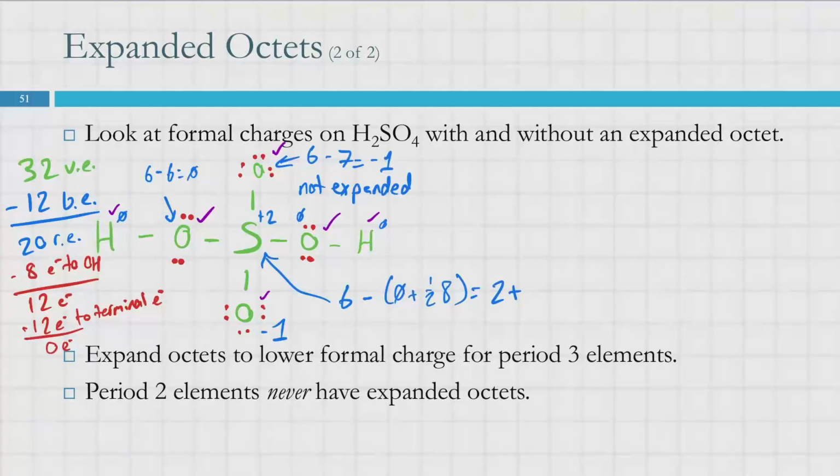So not expanded. If we expand the octet, the sulfur is the only one that can access expanded octets because oxygen is in row 2, sulfur is in row 3. Sulfur is bigger, it has access to d orbitals, it can have an expanded octet. If we can expand, then this is going to give us the option to lower our formal charges.